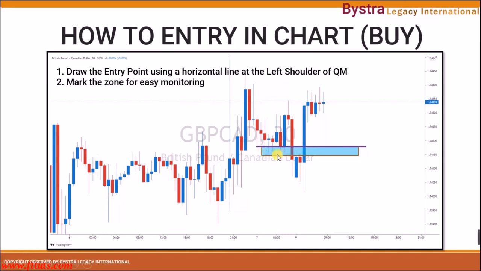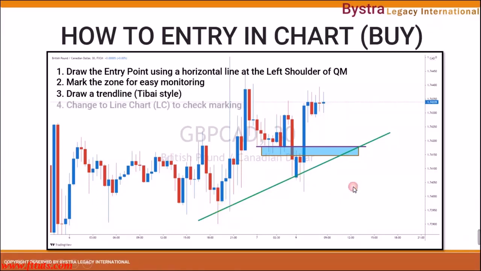This zone is just marked from the body until the shadow as a reference. When the price comes back in, it is easier for us to monitor. Thirdly, we can draw the trend line. For the trend line, we can just use the T-bar style. It doesn't have to be accurate. It doesn't have to be from a specific point, just as a confluence of price, you see. So this is the first drive, second drive as a confluence.